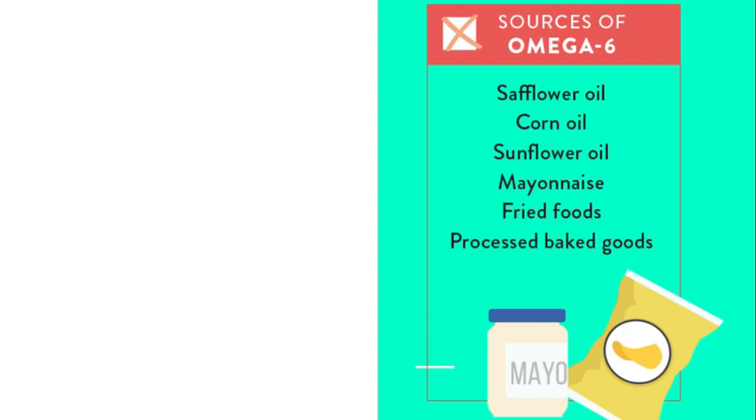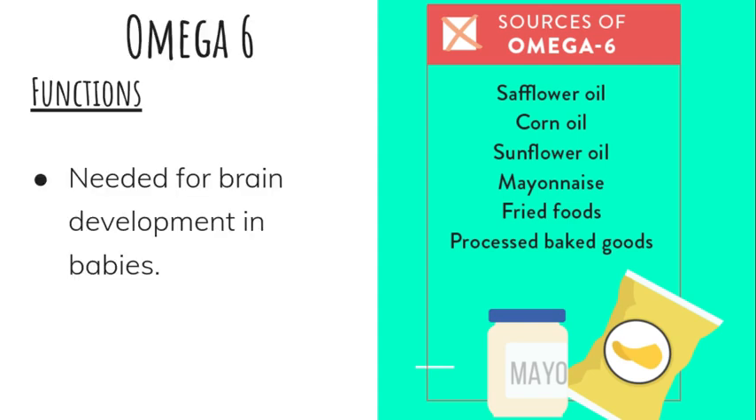Sources of omega-6 are our oils, such as sunflower oil, and lots of processed foods as well will have omega-6 in them. Its main function is, again, brain development in babies.